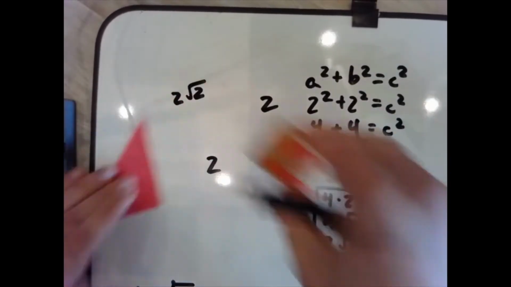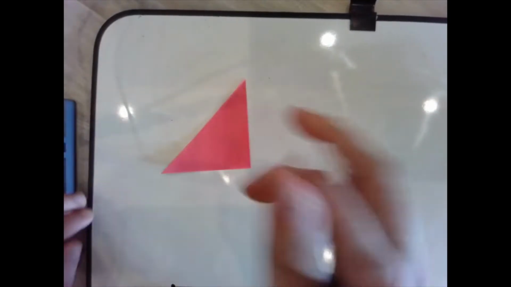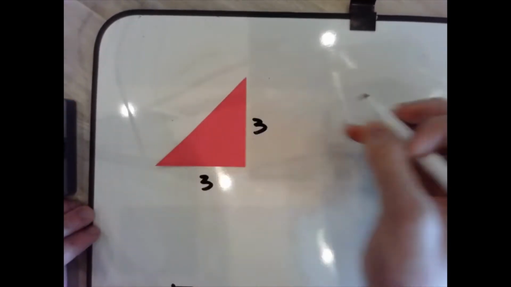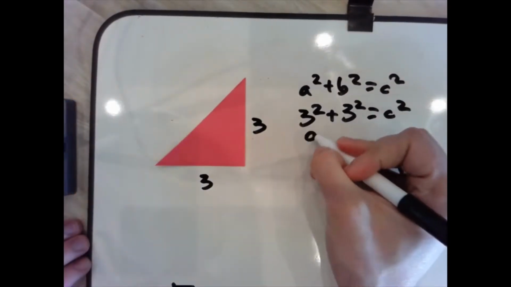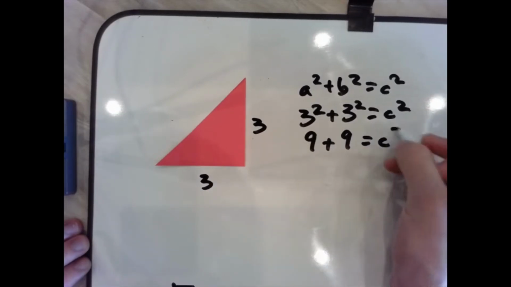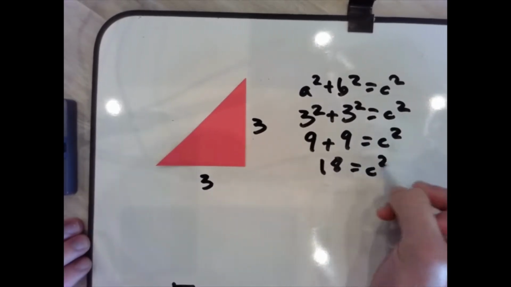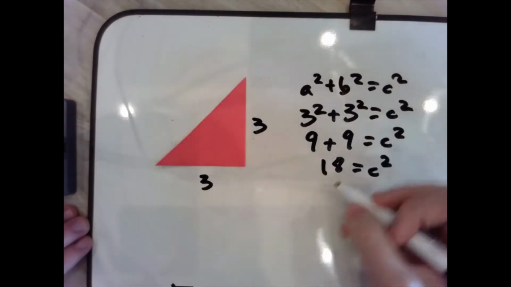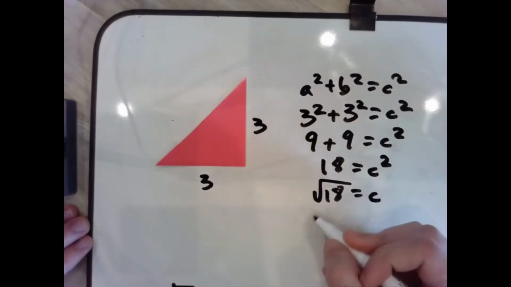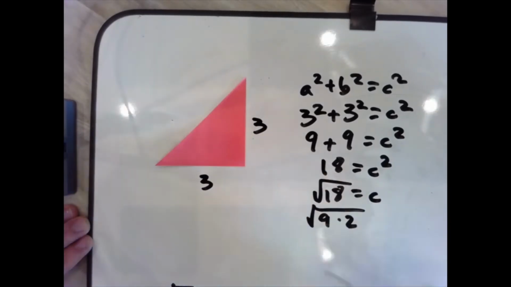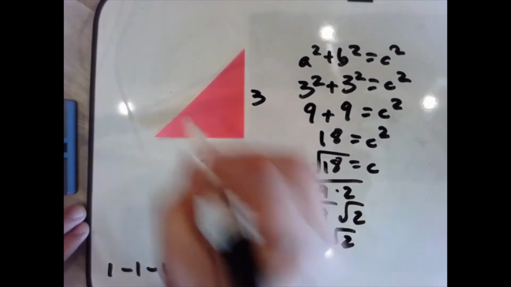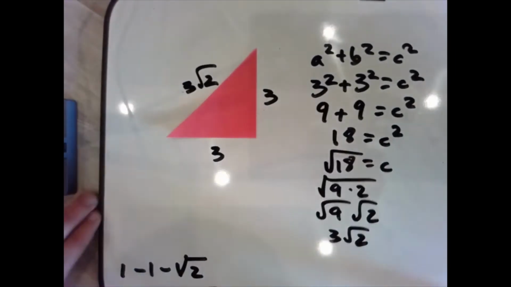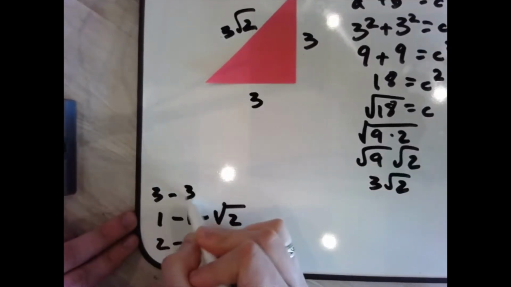I'm going to erase this once more and go to the inevitable 3. What happens this time? If I've got 3 and 3, a squared plus b squared equals c squared, we're going to show every step so everybody gets it. So we've got 18 this time. So the square root of 18 equals c. Well, that is, of course, 9 times 2. Split up the radical, and we've got 3 rad 2. Shabam. So 3, 3, 3 rad 2. Let's come back down to this. I'll just squeeze it in here. 3, 3, 3 rad 2.